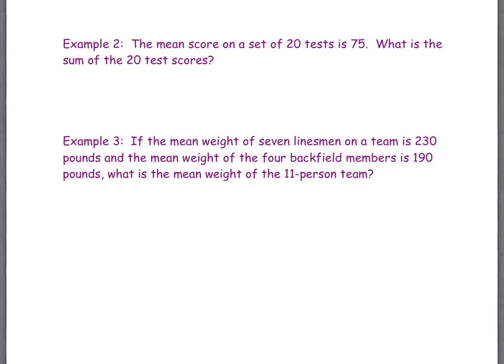Okay, so we know that we've got 20 test scores, and the mean is 75. What we want to find out is the sum of the test scores instead. That is, if we added all the points together on the front of the test, what would have been the total number of points that people got? Does everybody understand the question? Okay. Any idea about how you would go about solving this one?